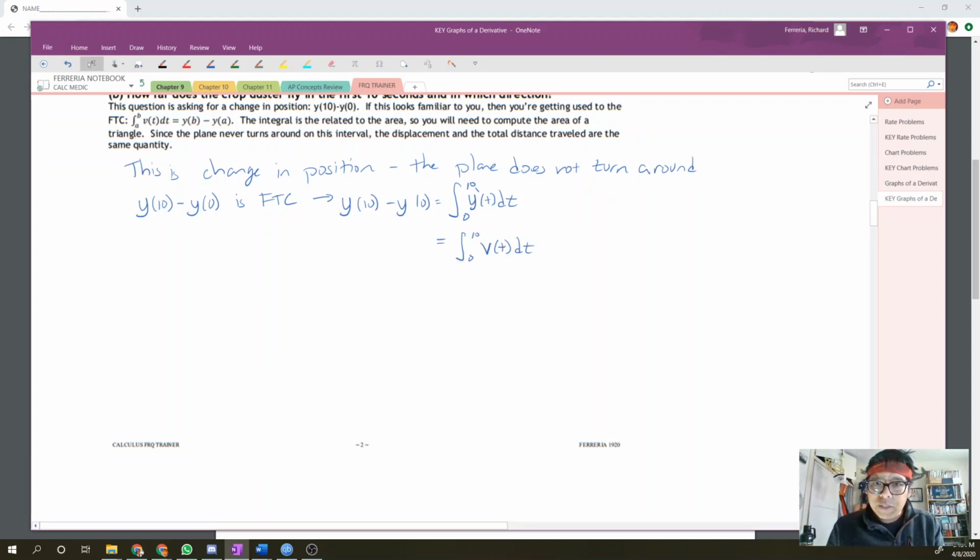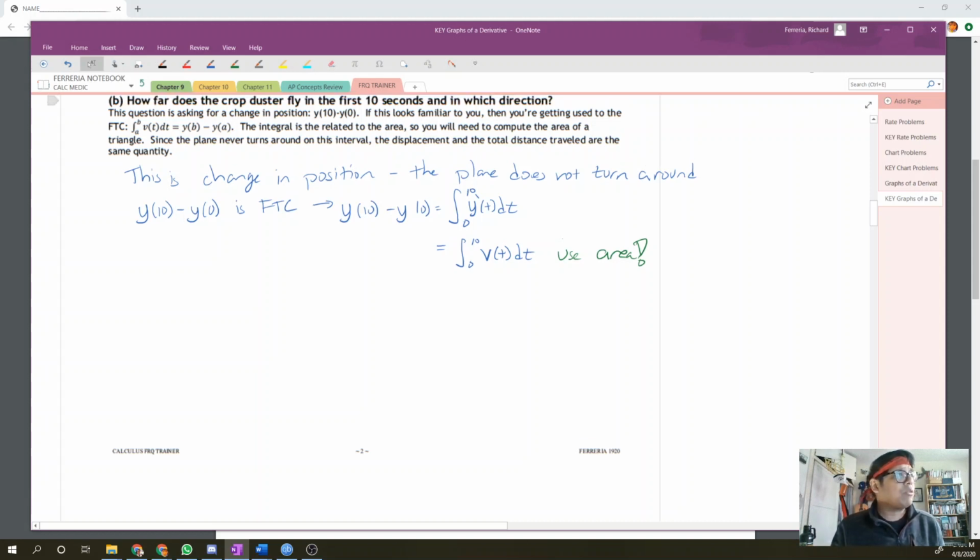Y prime is the velocity function. So we're bringing it back to the graph now because we have the graph of the velocity function. And using area, we should be able to figure out what that integral from 0 to 10 of velocity is. Let's peek up there and see if we can figure it out.